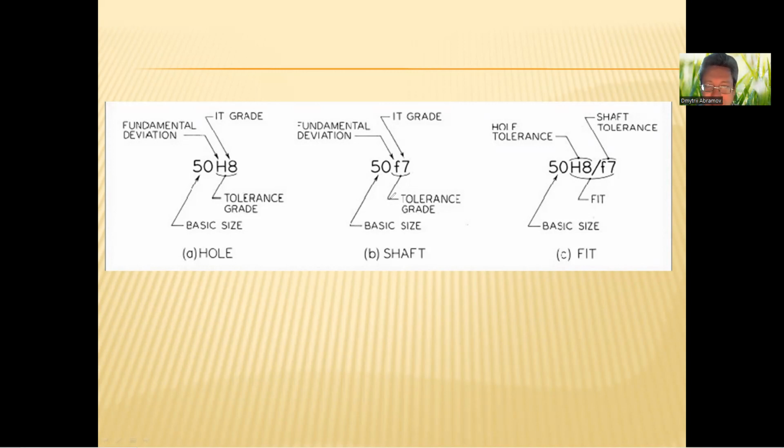For the shaft, diameter 50, it's nominal diameter or basic size. Small f, it's fundamental deviation of the shaft. And 7, it's IT grade. IT grade 7. And f7, together, it's tolerance grade. And we can see f is small, so it's parameters of the shaft.